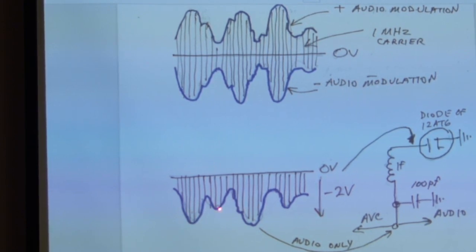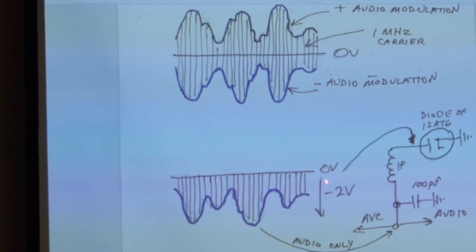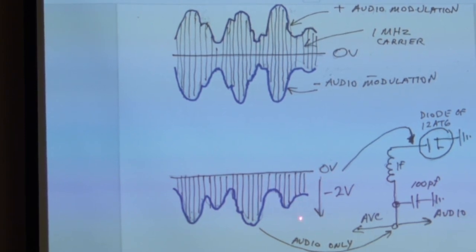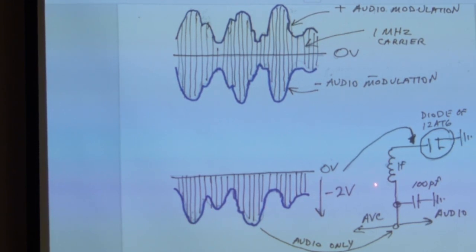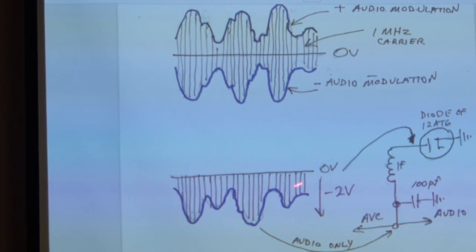You still have part of your carrier running along here below the 0-volt line, and it'll be -2 volts, or it varies depending on signal strength between 2 and 5 volts or so. But nonetheless, the important thing is that it's negative going. And so the signal comes down here through the secondary of that last IF transformer, and then it hits this capacitor. Now this is an RF filter, and it gets rid of all of this stuff.